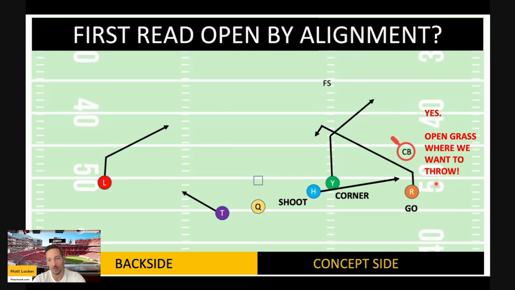So again, quarterback comes up to the line of scrimmage. In this scenario, the cornerback is down low. So is our first read open by alignment? Absolutely.